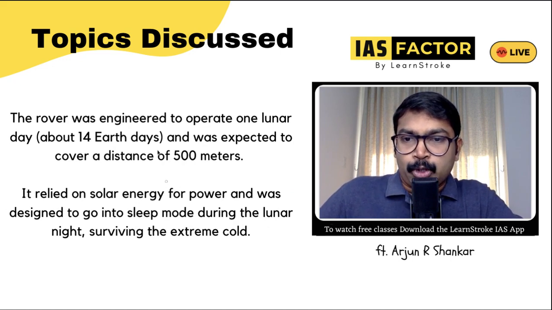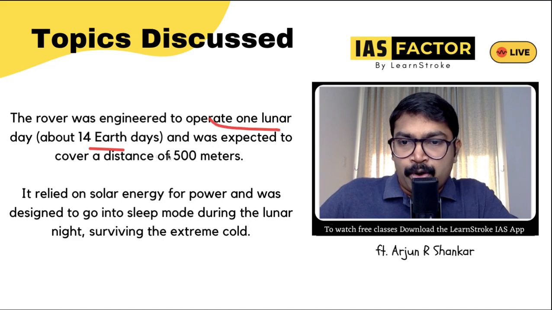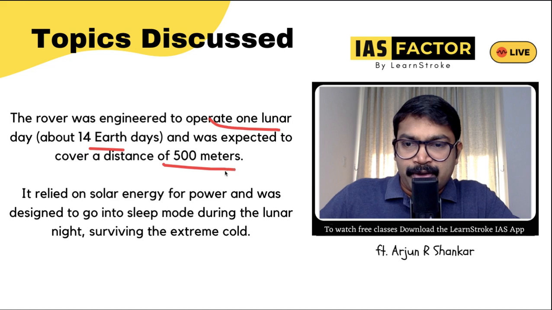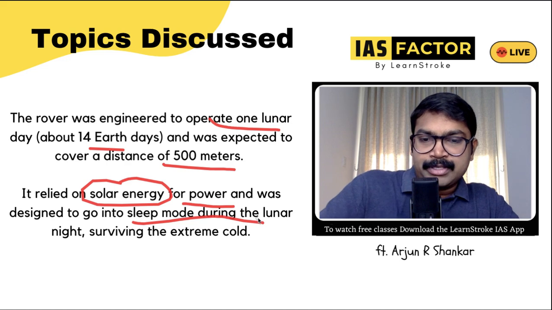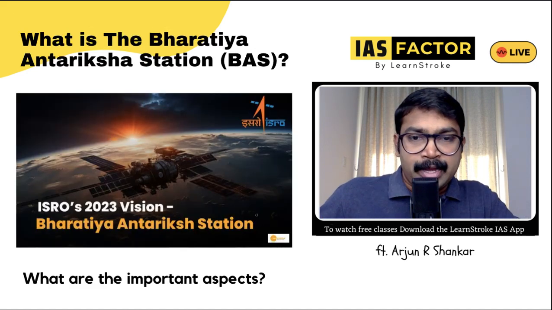So the rover plan was to operate for one lunar day, which is 14 Earth days, and was expected to cover a distance of 500 meters. It relied on solar energy, and would go into sleep mode during the lunar night, surviving the extreme cold. So that is all about Pragyan.